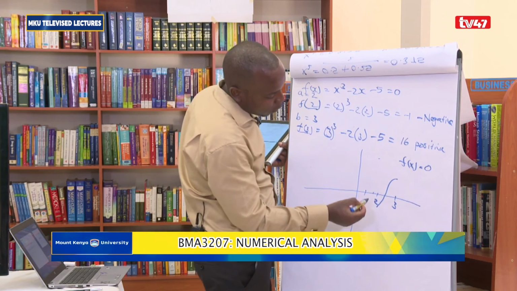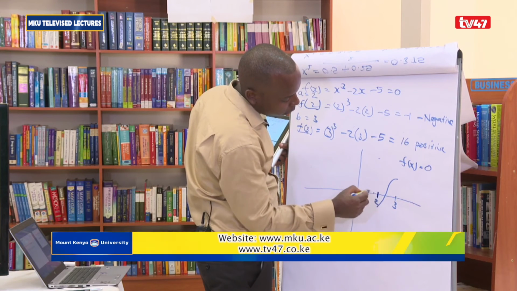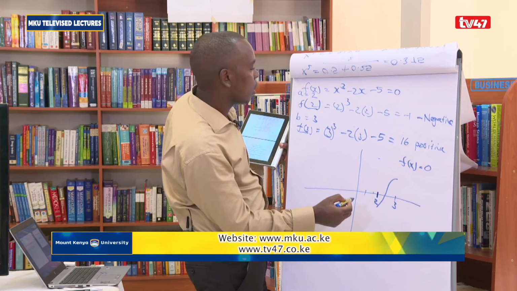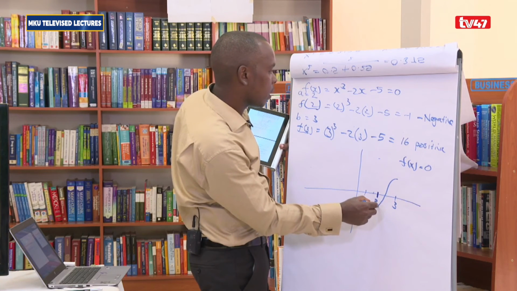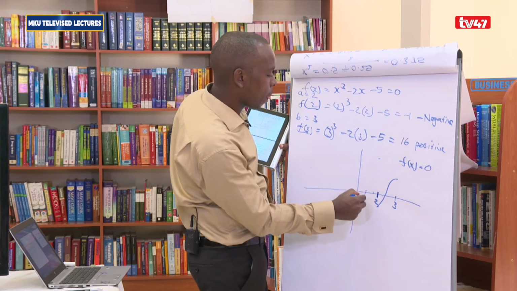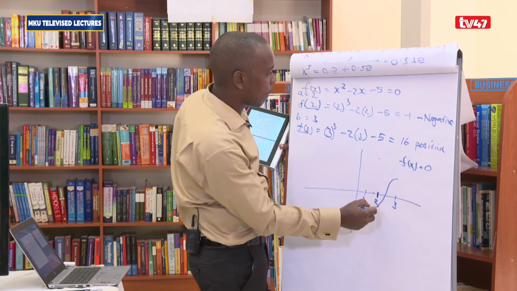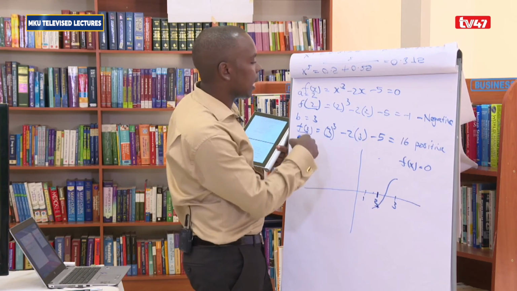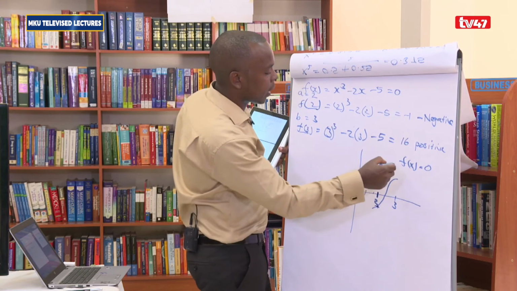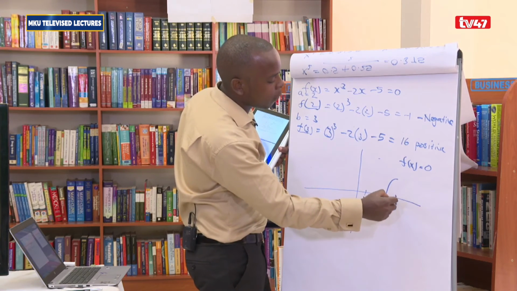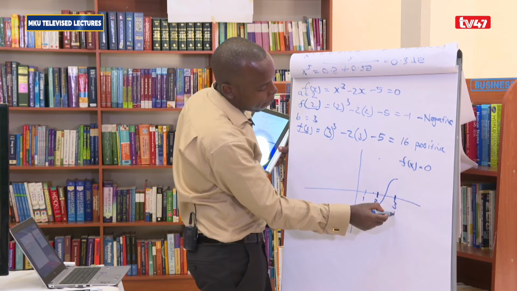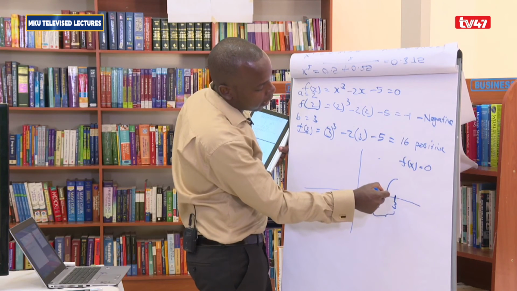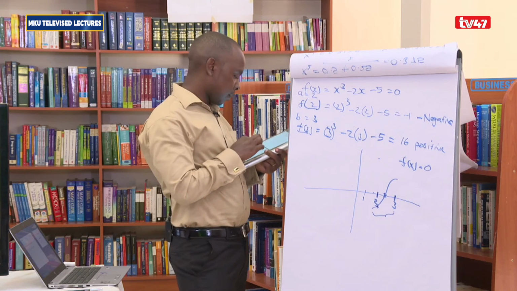So the aim will be to narrow down, because 2 is giving us a negative value here, and 3 is giving us a positive value, 16, up there. So the aim will be to narrow down this gap until we converge at that point.